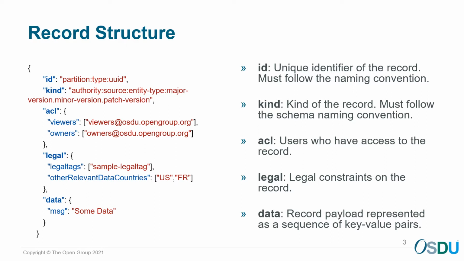ACL, or access control list, holds a group of users that have access to this record. It is split into two groups, viewers and owners. Legal contains the legal constraints on the record, such as the list of tag names and relevant countries. Data is a record payload represented with a list of key-value pairs.